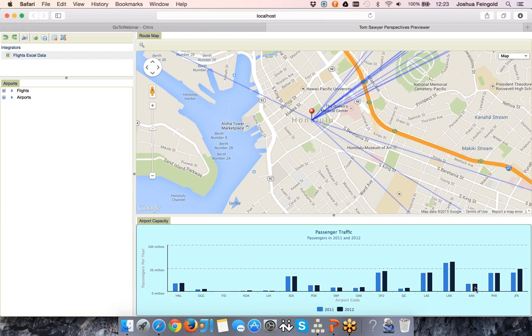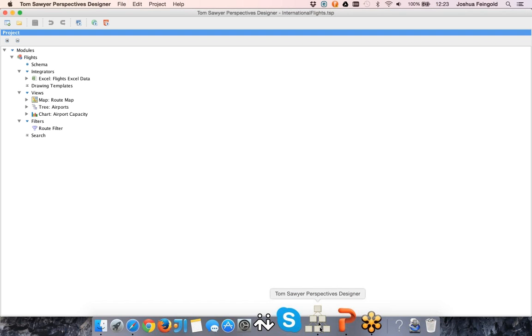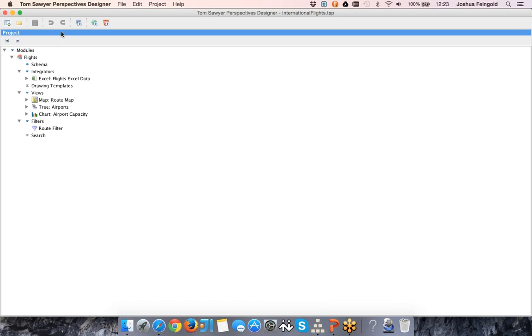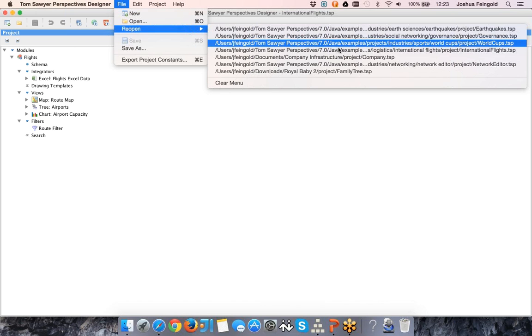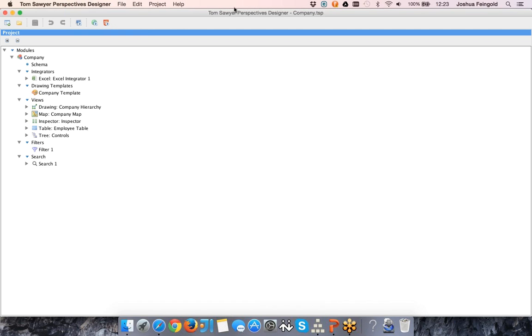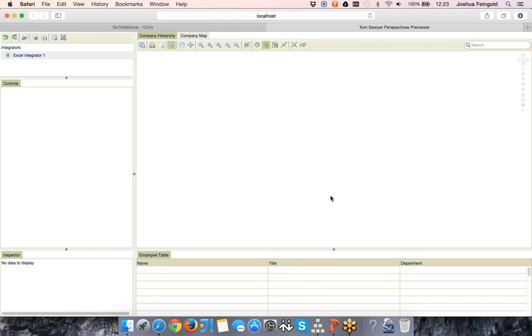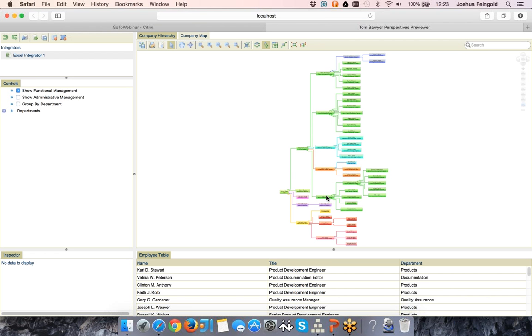All right. So with that, let me jump on to our next example. That's going to be the company infrastructure. Let's go ahead and launch a nice web preview of that. Here we have a fictional company. It's got a number of departments. Let's see what they are.